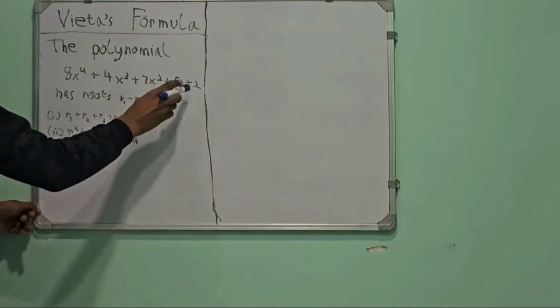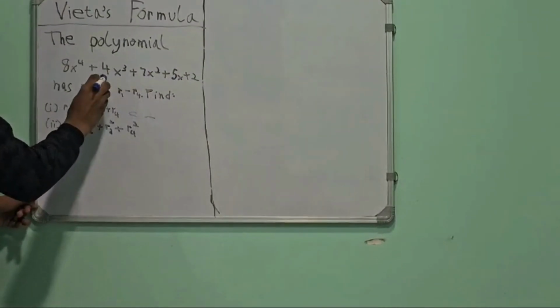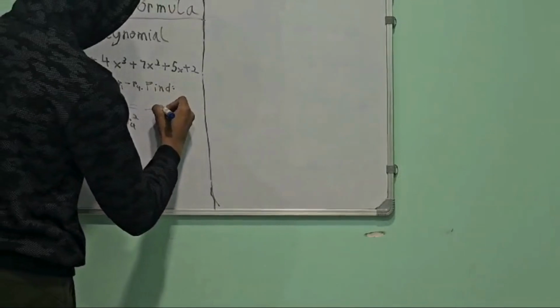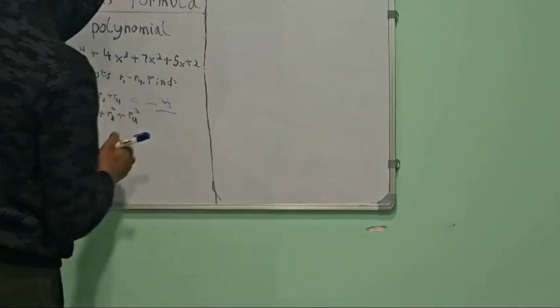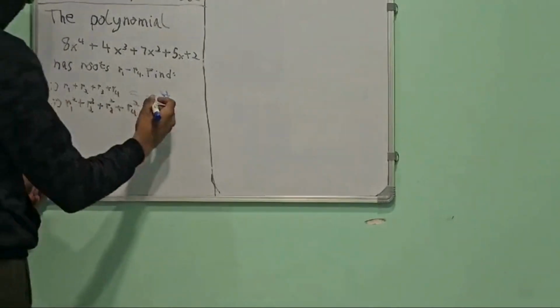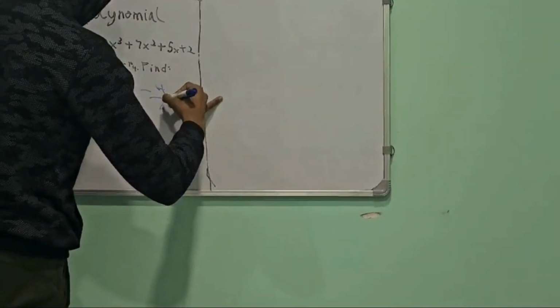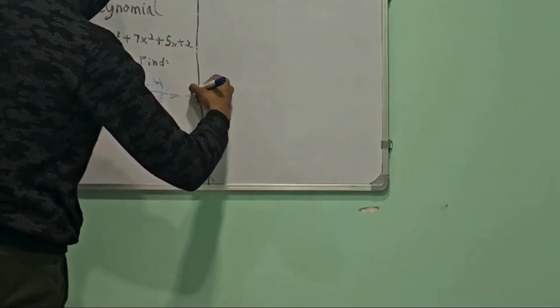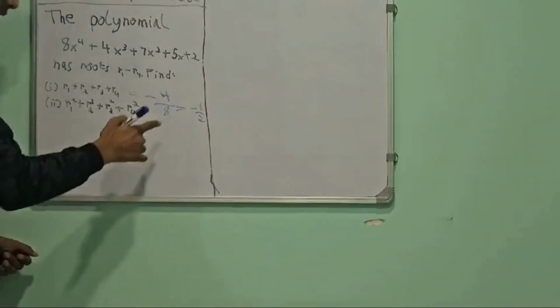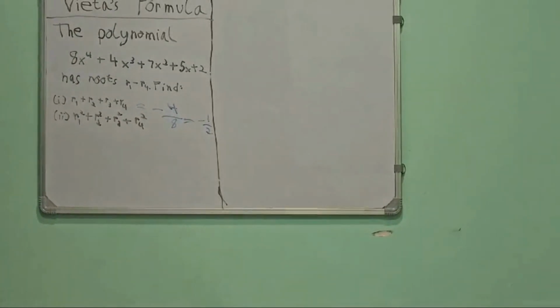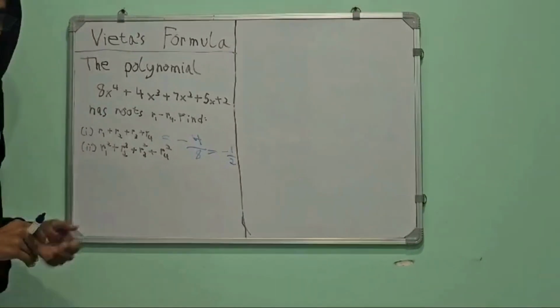So here are a sub 0, 1, 2, 3. So we will have 4 in the numerator upon 8 in the denominator. So our sum of roots is the same as minus 1 upon 2. Now what is going to be the sum of the squares of these roots?